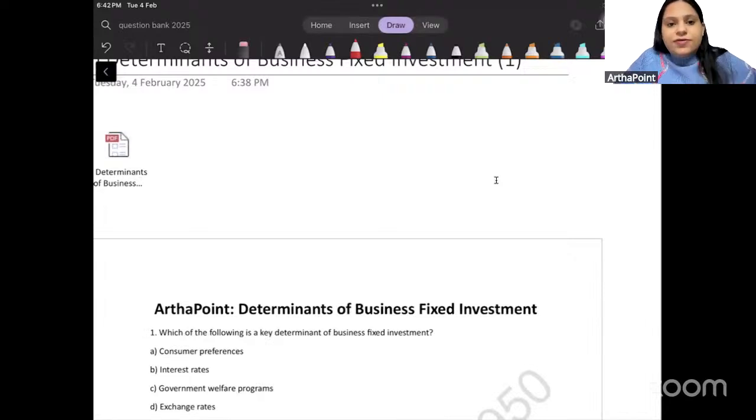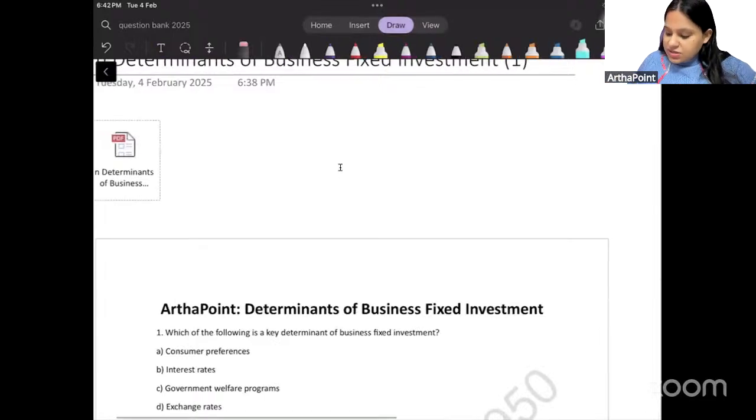Now, the first thing that we want to talk about, in the case of investment, is the determinants of business fixed investment.